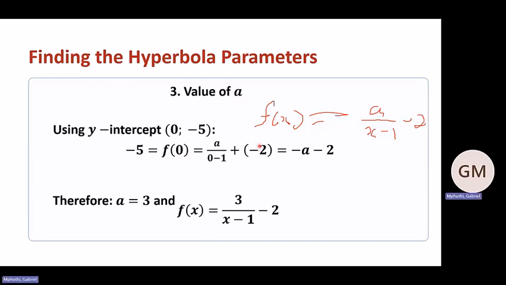Okay, so far from our given problem, number 1, number 2, and number 3, we have found the value of p. We have found the value of the horizontal asymptote, and we have found the value of a. And our horizontal asymptote, you can actually see, is -2. Our vertical asymptote, remember, we said x - 1 equals 0. Therefore, x equal to 1 is the equation of our vertical asymptote.